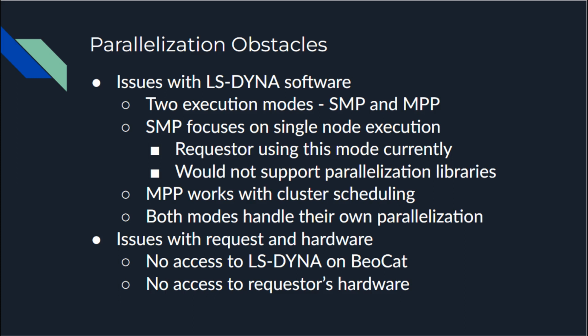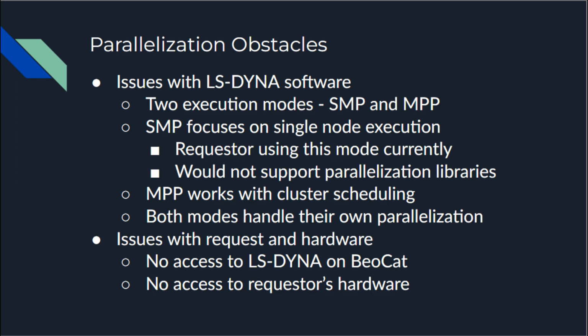By single node execution, I mean it is using one PC, one machine, one server, and therefore it is not branching out into a cluster to be able to do the work. MPP does allow a cluster, as it does allow multiple machines, obviously, and it therefore allows cluster scheduling. If possible, we would recommend the requester to use MPP with a secondary machine, but we know that it is not always inside of the budget. Both modes handle their own parallelization, so there's not really a whole lot we can do in that aspect.